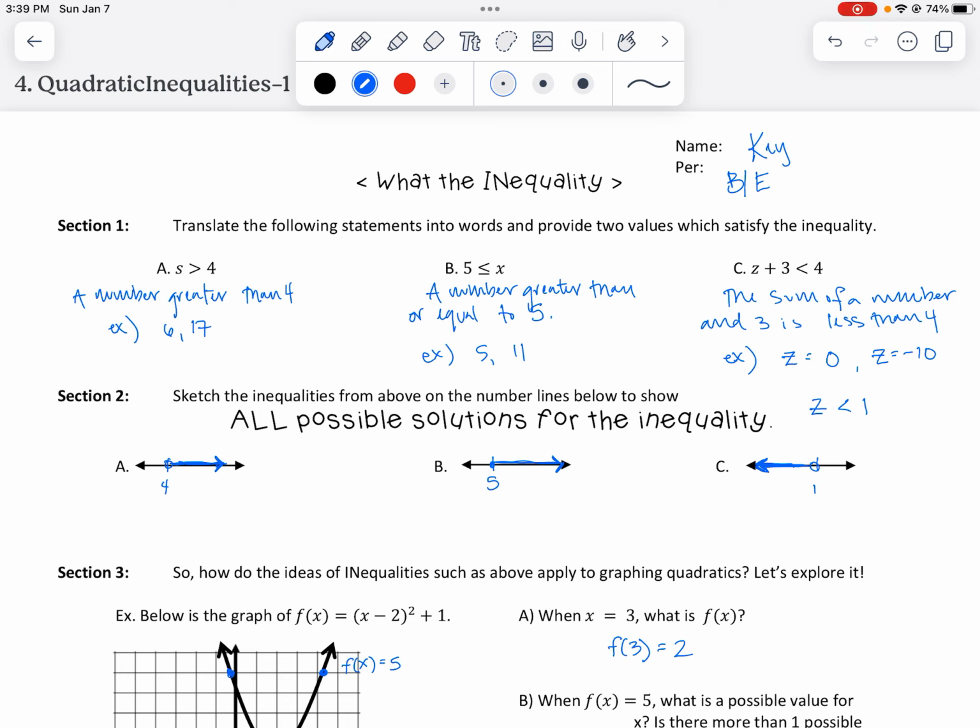In section 2, now I'm going to graph the solution set, so I need an open circle at 4, and I want to graph any number greater than 4. In B, I want to graph any number that is greater than or equal to 5. And then in C, once I've solved that z is any number less than 1, I put an open circle at 1 and I shade to the left.